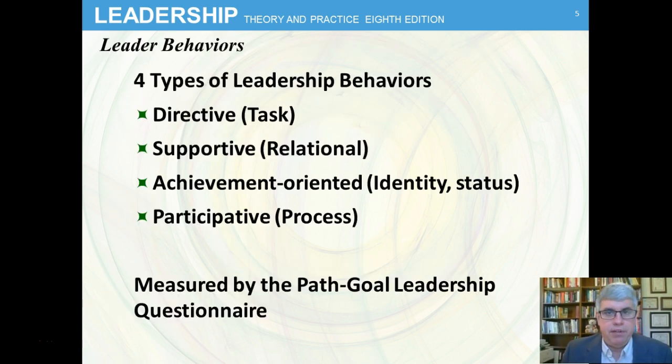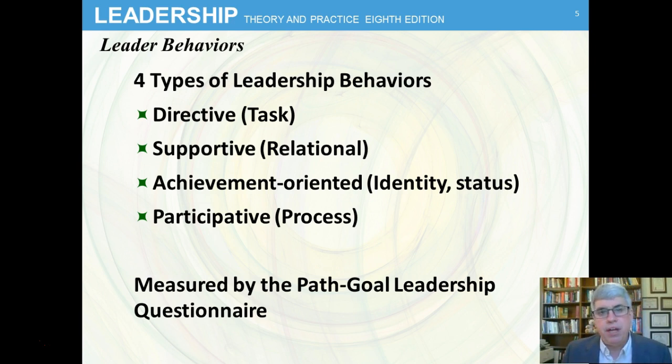Now, what are these leadership behaviors? In the previous chapters, we've only looked at two types of leadership behaviors. We've got those same two here: the directive behaviors or task behaviors, and the supportive and relational behaviors. Those are the two categories of behaviors that we've looked at so far. But in this model, we have four types of behaviors. There's the task and relational. There's also achievement-oriented behavior, and that's where we give status or identity or praise to somebody when they do something. And then there's also participative behavior, where we allow people to be involved in the process. We can choose the process on how decisions are made, or we can involve others in the decision-making process, or whatever process that's going on.